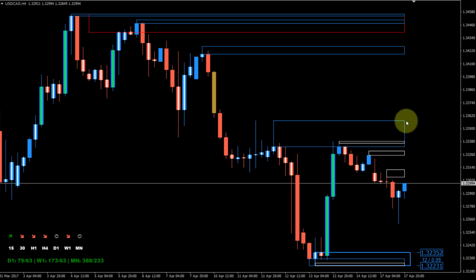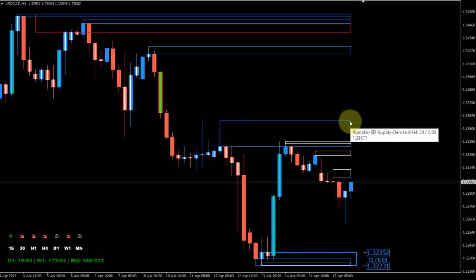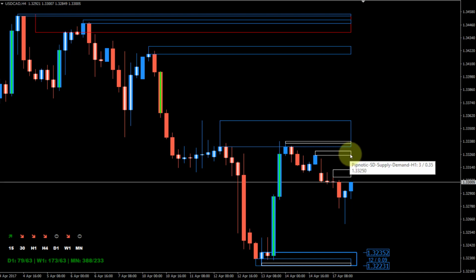Another thing that's very important is if you hold the mouse over these rectangles, you can see that here. Let me move this so you can see it. If you hold the mouse over here, you can see that it says it's a 24 pip area of supply, and for this account, on the risk that I have, I think it's 0.25%, then I'll be risking 4 microlots, which is not a lot of risk. If you go to this one here, this is 1 hour supply, this is 3 pips, and if I'm trading this area of supply and my stop is the size of this area of supply, then my position size is going to be 3.5 mini lots.